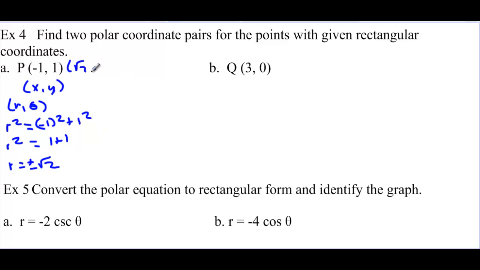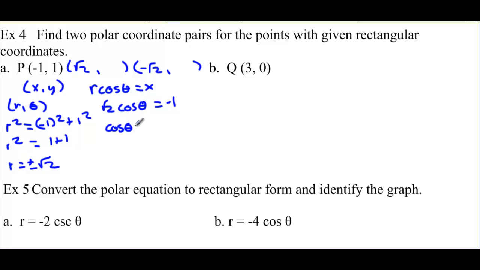We have square root of 2 comma something, and what if we make the other one negative square root of 2 comma something? We need the angle. We can pick either one of these, but we can make the statement that r cosine of theta is equal to x. And now we know the radius is the square root of 2 times the cosine of theta is equal to, the x is negative 1. So cosine of theta is equal to negative 1 over square root of 2, and that means that theta is equal to the inverse cosine of negative square root of 2 over 2.